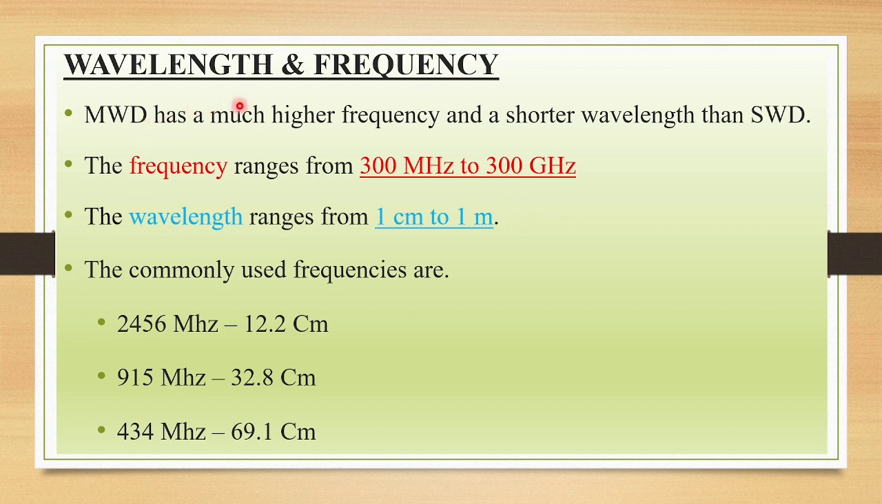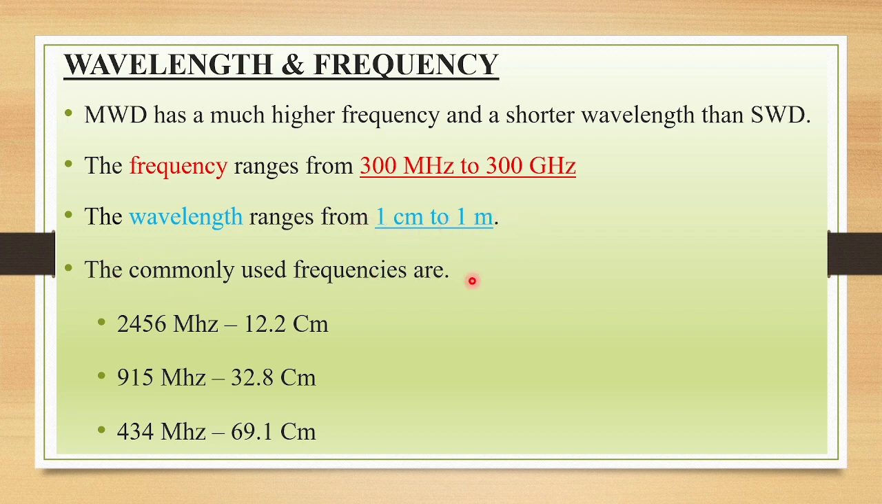Coming to the wavelength and frequency, microwave diathermy has a much higher frequency and a shorter wavelength compared with your short wave diathermy. The frequency ranges from 300 megahertz to 300 gigahertz. The wavelength ranges from 1 centimeter to 1 meter.